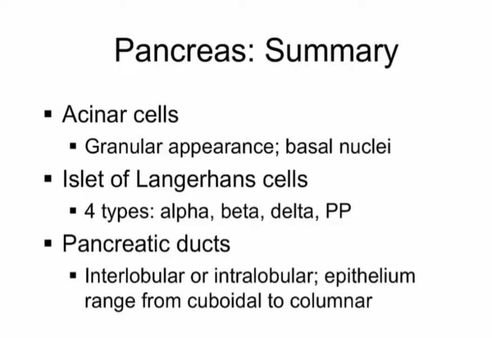In review, pancreas histology may be divided into acini, islets, and ducts. Acinar cells make up the majority of the pancreatic lobules and are densely packed with organelles and basal nuclei. There are 4 types of islet cells, but they are essentially indistinguishable through H&E staining. The pancreatic ducts are lined by epithelium which varies from cuboidal to columnar. This concludes our review of normal pancreatic histology.